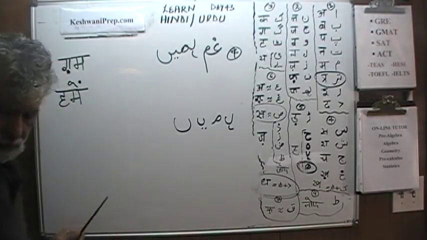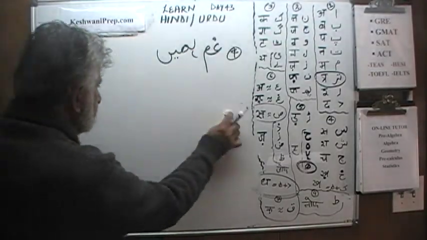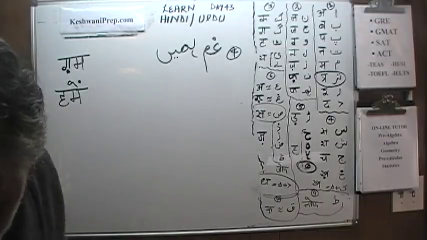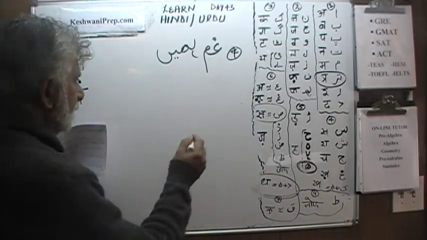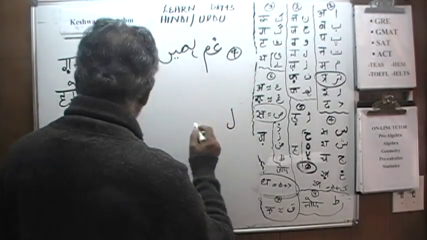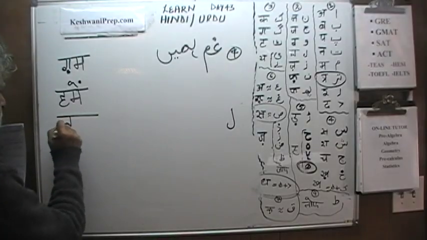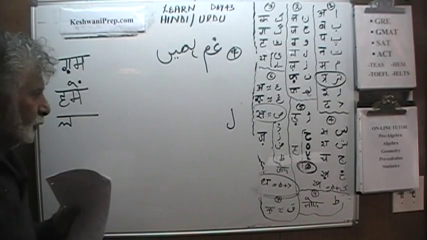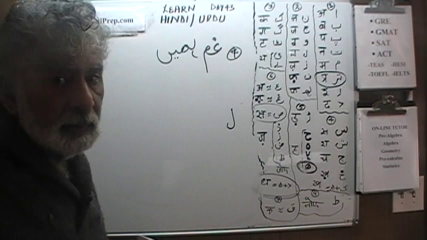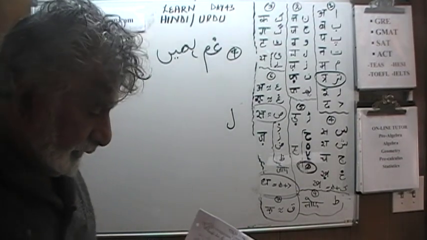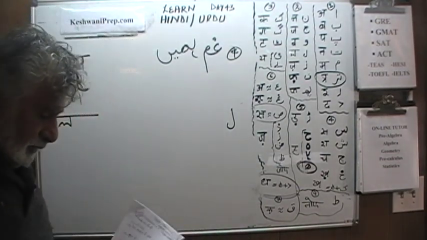Here we go. Gum hame lut gaya. Lut. Lam, la. We don't need a la, we need a lu. Not only do we need a lu, but we need a badiyu ki matra. Here we need badiyu ki matra.